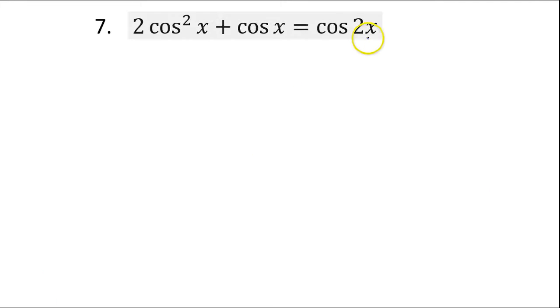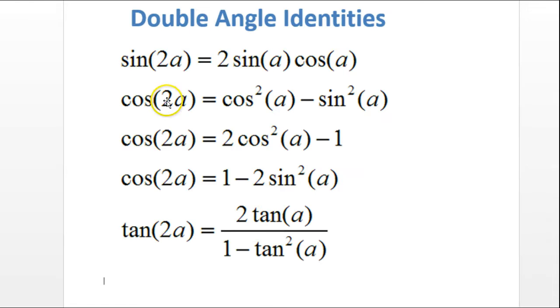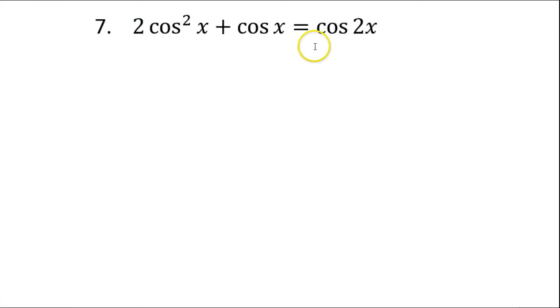For problem number 7, again I see that we have a double angle happening, cosine of 2x. So let's look at the double angle formulas. Notice that we have actually 3 different formulas for cosine of 2x. And so we can pick the one that we want to use depending on if we want cosine and sine, we'll do this one. If we want just cosine, we'll choose the middle one. If we want just sine, we'll do the bottom one. And it's going to depend on the rest of the equation.